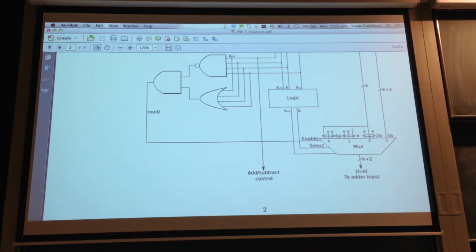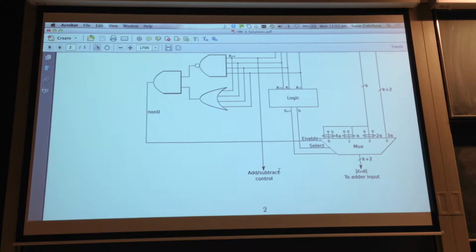Now, you see it's a 4-to-1 mux. I just mentioned 5 possibilities. The 5th possibility is actually given by this enable. If the mux is disabled, I'll have 0 in the output. If the mux is enabled, I will choose one of those. That's one part. And the second part is the control for addition or subtraction.